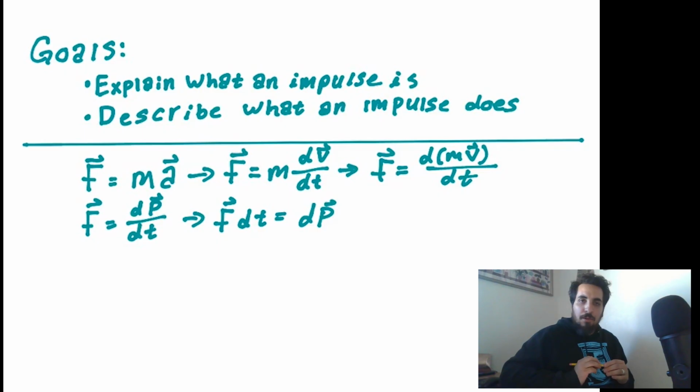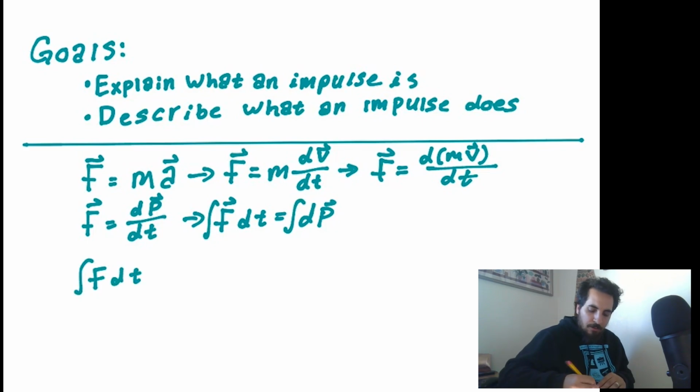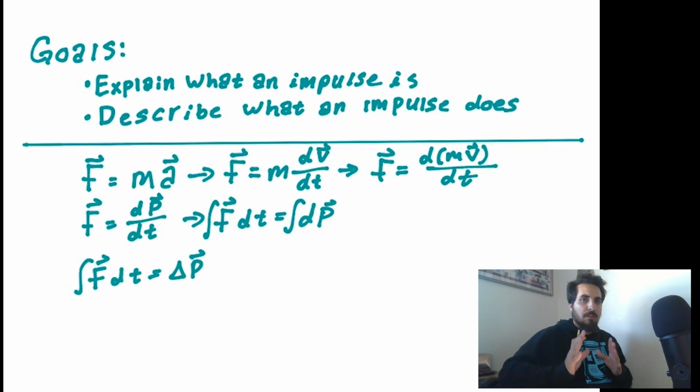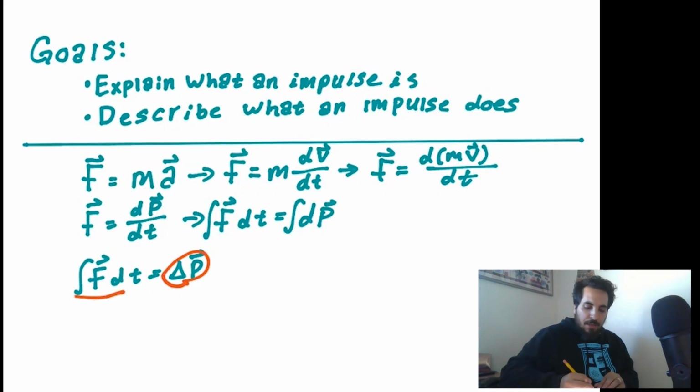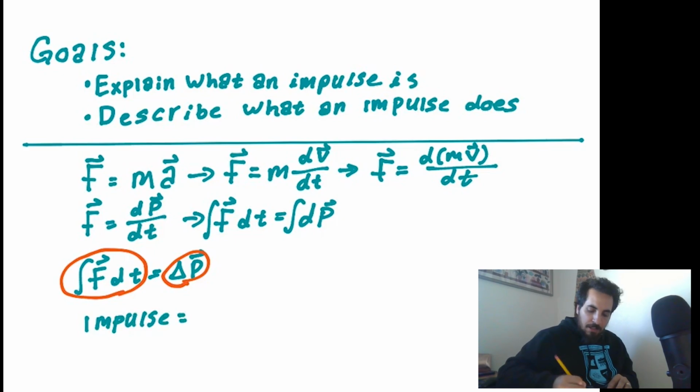And we can integrate both sides. We integrate the left side, we integrate the right side. And what we're left with is the integral of F dt, the integral of force with respect to time, is equal to the change in momentum. And that's ultimately what we were talking about earlier. I said impulse causes a change in momentum. Well, here is your change in momentum, and that means this part must be the impulse that causes it. So we define the impulse of an object to be exactly this quantity, the integral of the force dt.